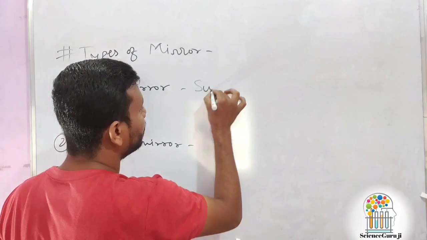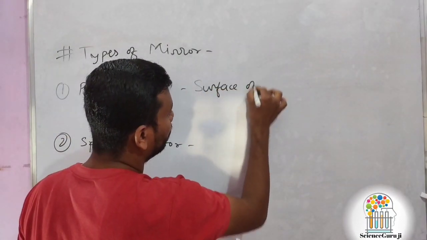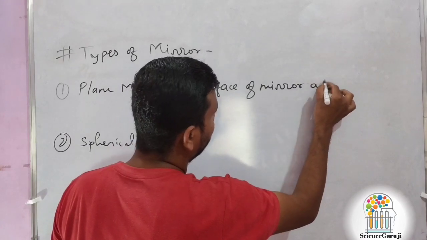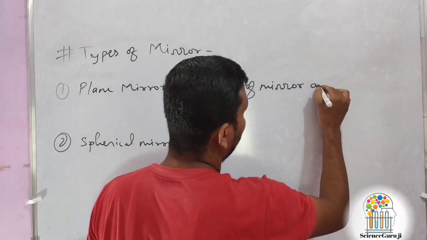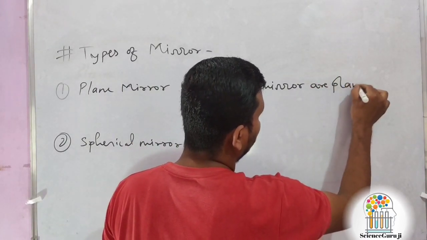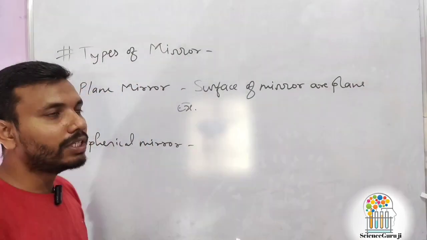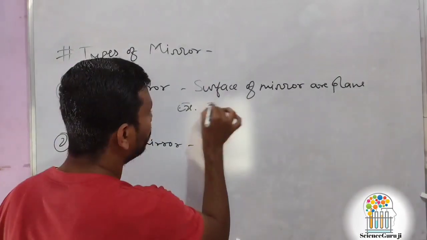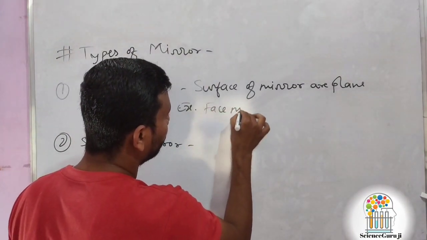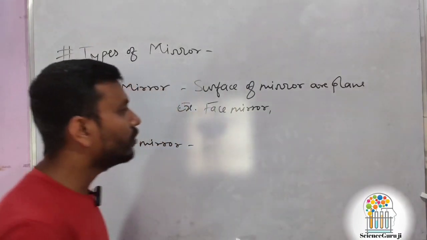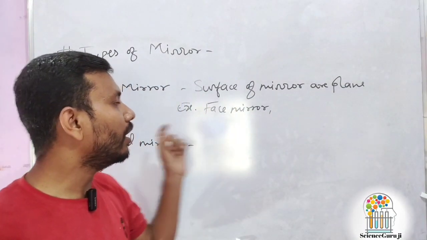So a plane mirror is a mirror whose surface is plane. Where is it used? They are used in our homes too. It is also considered a face mirror. Daily, where you see your face, that type of mirror is a plane mirror.